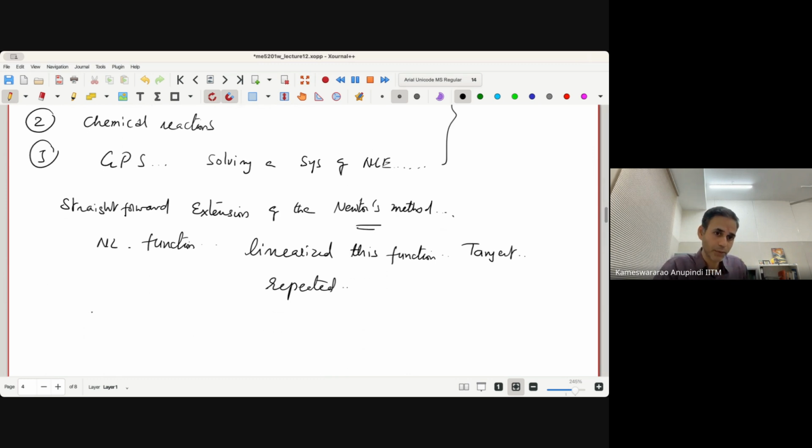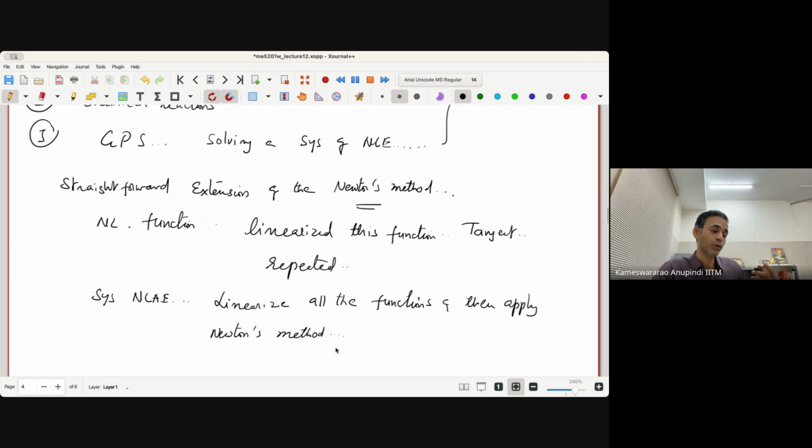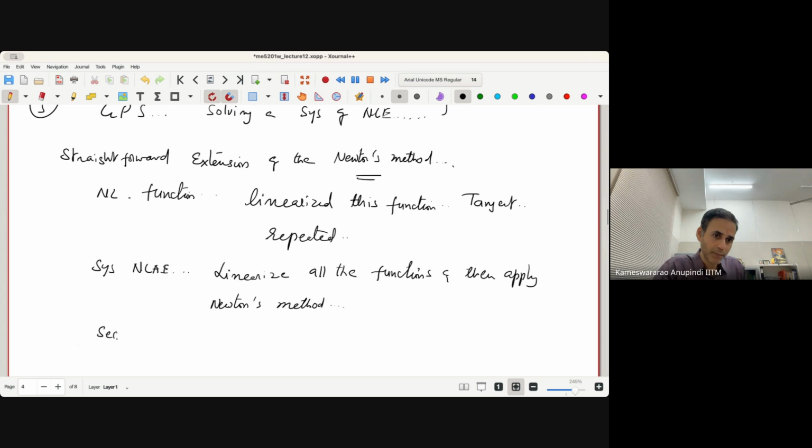Now, in solving systems of nonlinear algebraic equations as well, we're going to linearize all the functions and then apply something like Newton's method. We iterate again, but this time to find all the roots, not just one. Several variables together constitute a root, which will satisfy all the functions at the same time. Of course, you can also extend the secant method to systems of nonlinear algebraic equations, but that will be a little more complicated than Newton's method. Nonetheless, the concept is the same: linearize, repeat, and find the root.